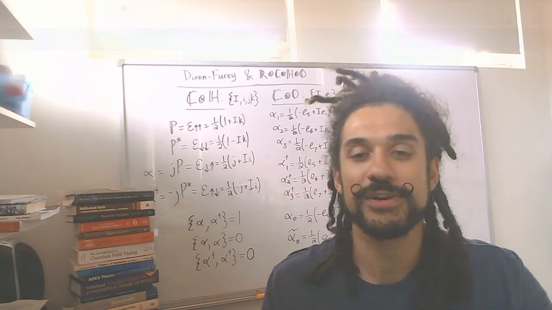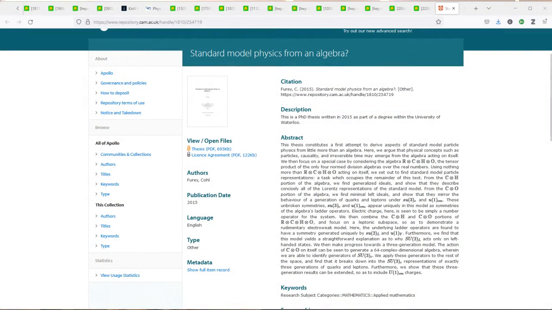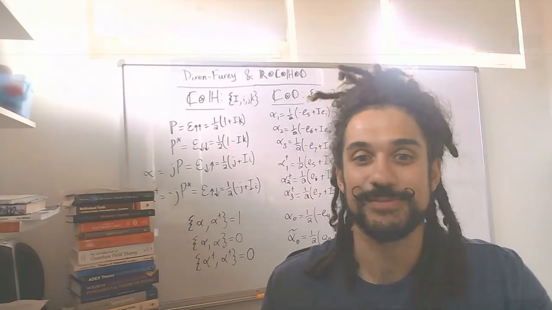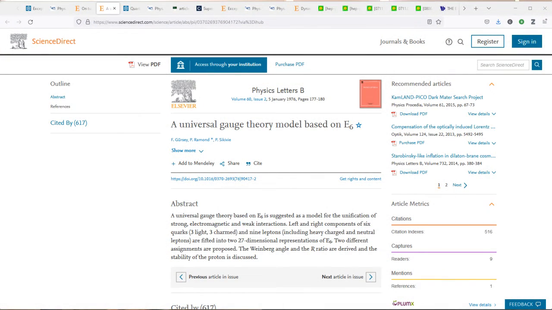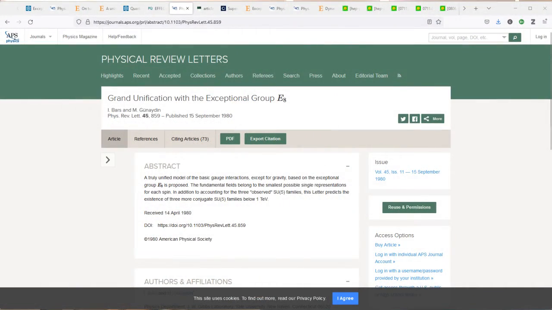Geoffrey Dixon and Cohl Furey more recently have articulated how the tensor product of C cross H cross O can lead to a description of the standard model, which uses the octonions for QCD, or the strong force, and was inspired by Gursey's legacy. The E6 GUT was found to contain the SO(10) GUT. Gursey inspired Bars and Günaydin to develop the E8 GUT by 1980, which combined E6 with SU(3)_F, where F is for family or flavor symmetry, as a description of 3 generations of matter.